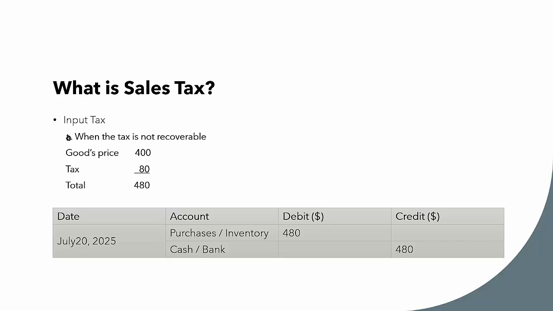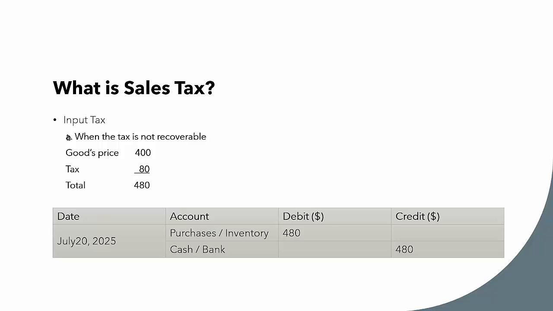Case 2. When the tax is not recoverable. Now, if the tax is not recoverable, the business must bear the full cost, including the tax. Let's use the same numbers. The business buys goods for $400 and pays $80 tax, so the total paid is $480. But this time, the tax cannot be claimed back. In this case, the full amount of $480 is treated as the cost of the goods. So both the purchase cost and the sales tax are recorded together as one total amount because the business is fully responsible for paying it.